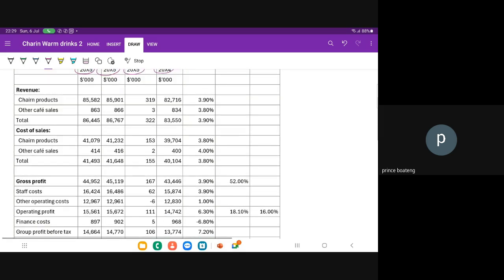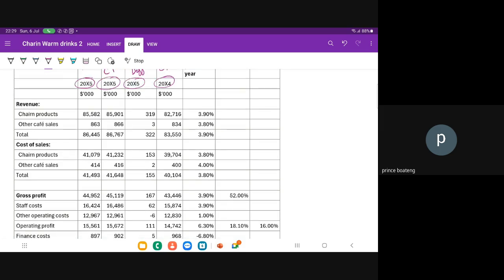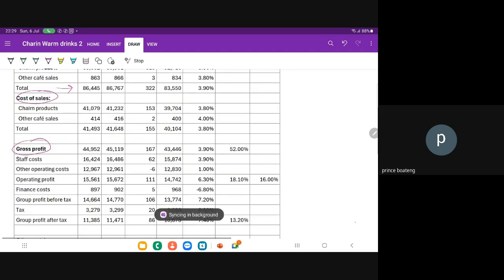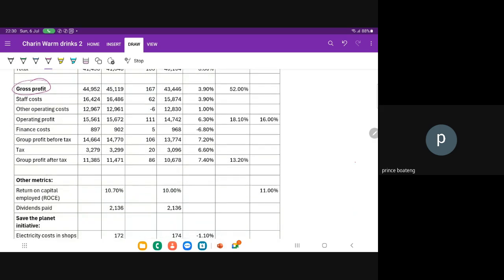Now, what is here? Sharon's products revenue are given. One thing to try to understand: you don't have to analyze the performance. You are not supposed to calculate how the company performed. You are supposed to identify whether the performance indicators which are given in the question are enough or not, are a good representative of what is expected from the company or not. Now, Sharon's product performance is given, other cafe sales are given, total is given, then cost of sales are given, gross profit is given, and other metrics are given.